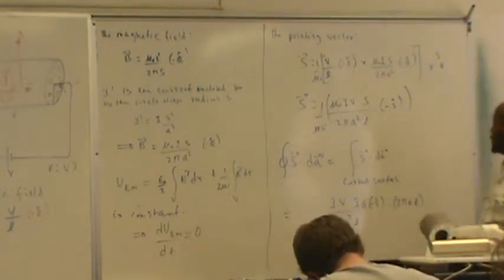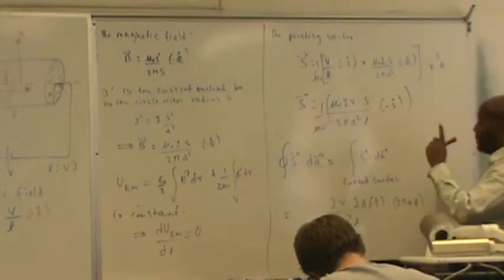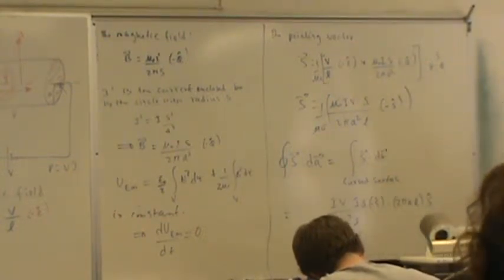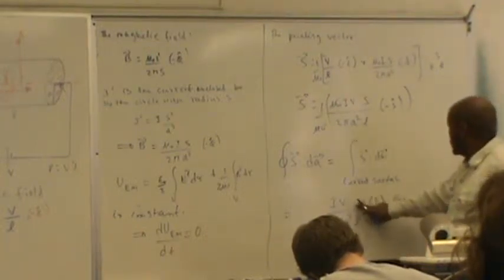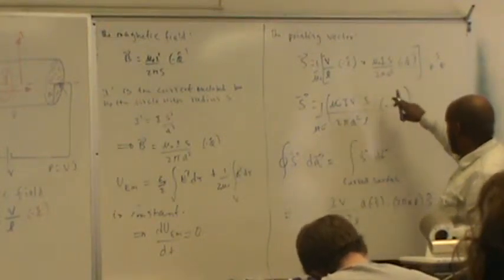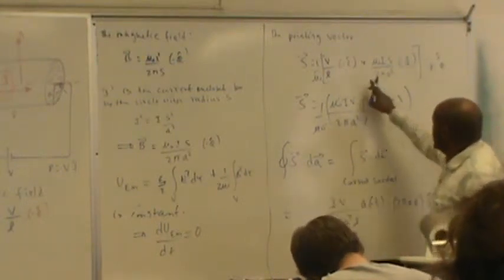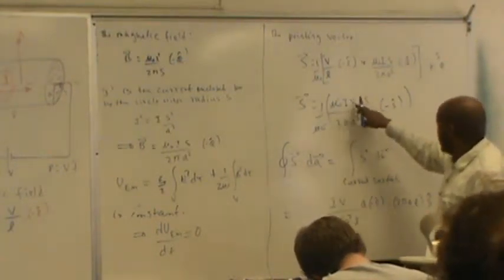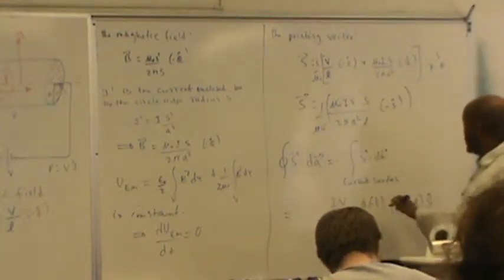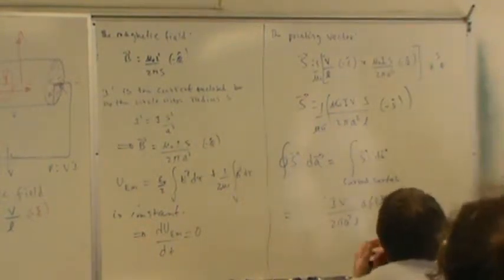And the unit vector to that area is what? S hat. So this is just this evaluated on the surface, IV A over 2 pi S squared L. So this is the S vector, and this is the area. All right.